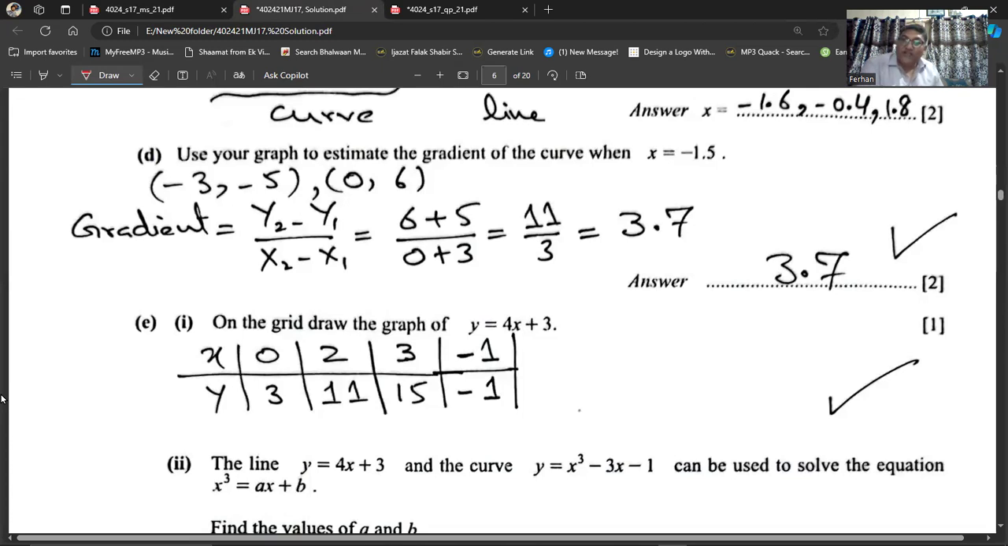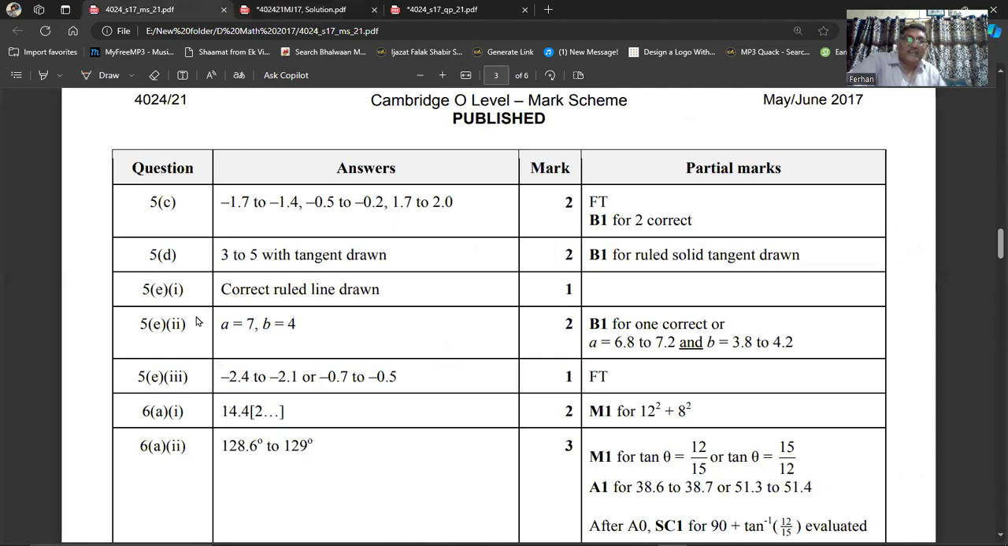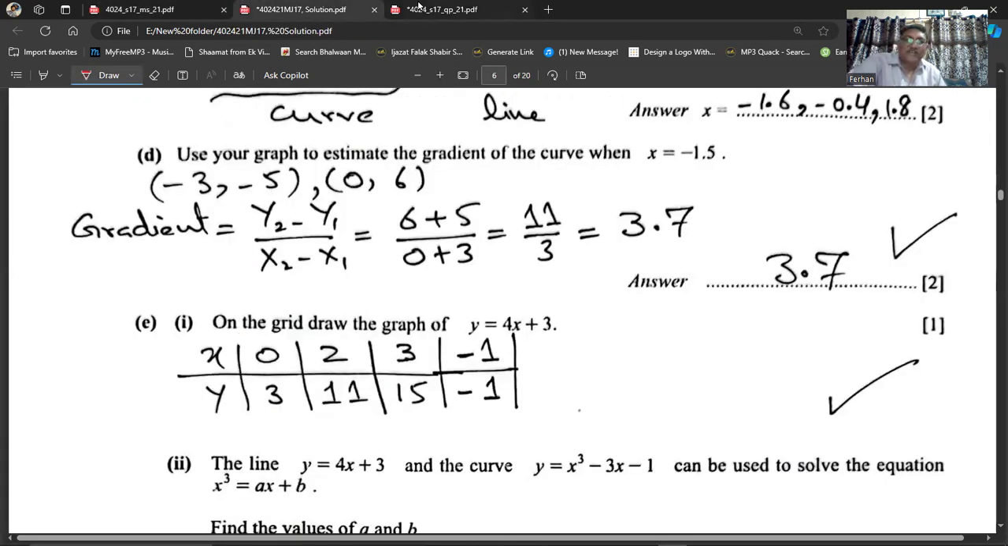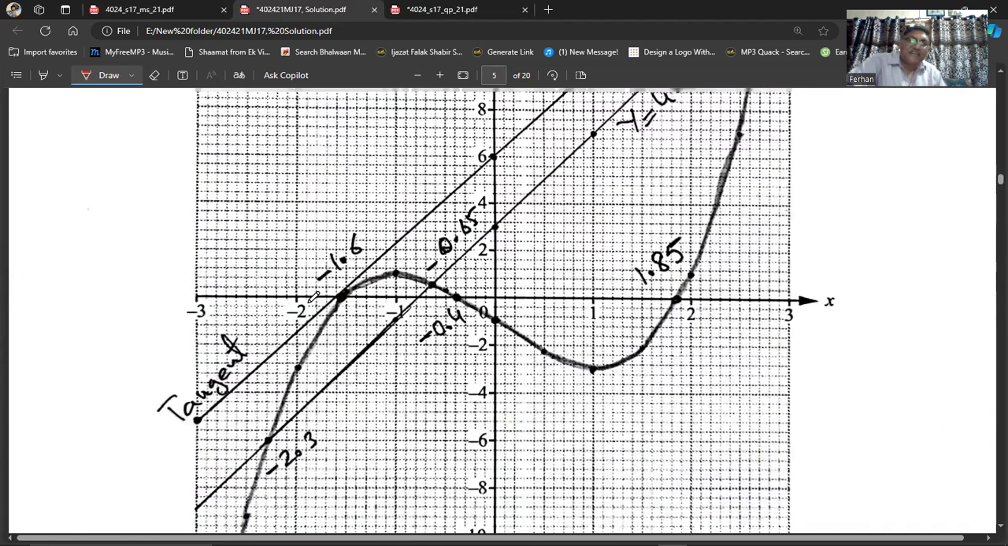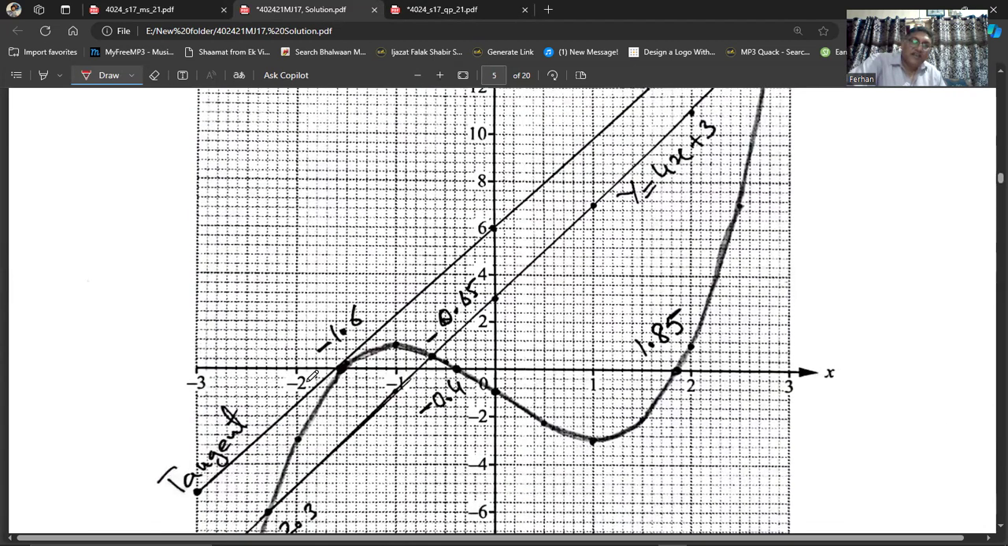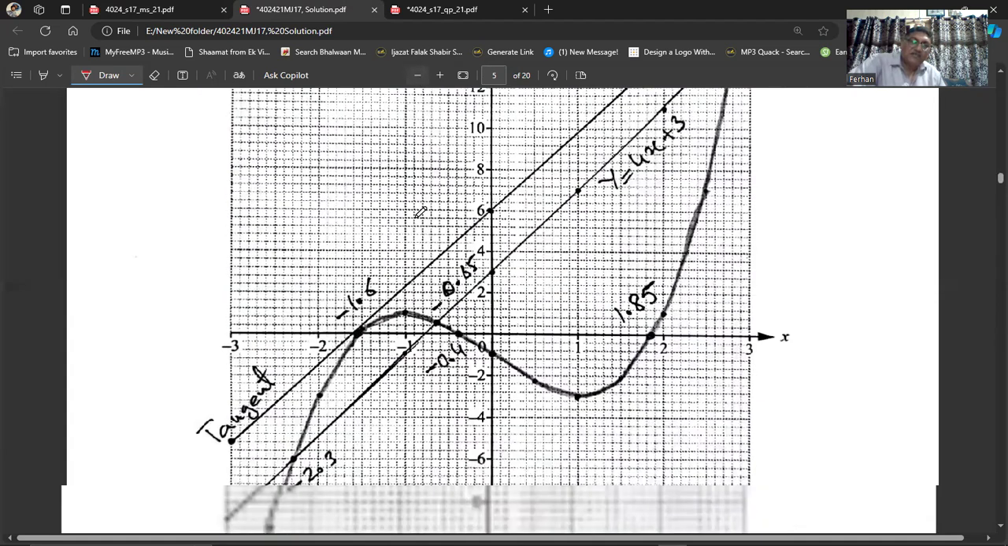Then I will apply the formula of the gradient. The formula of the gradient is y2 minus y1 divided by x2 minus x1. Just put those values here. So you will have 6 plus 5, and downstairs you will have 0 plus 3. It will be 11 by 3, and that is 3.7. So the gradient of the curve at that point is 3.7. They say it can be from 3 to 5, so our answer is right. Hopefully you understand. Here we have drawn that tangent, and with the help of that tangent we are able to do that.